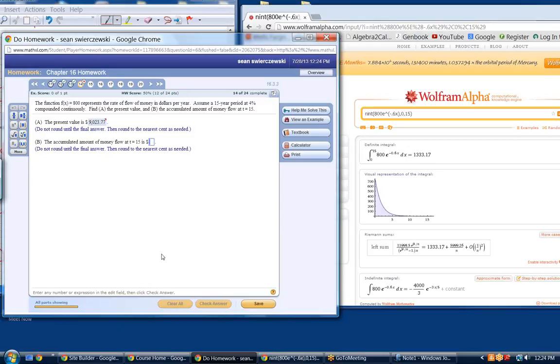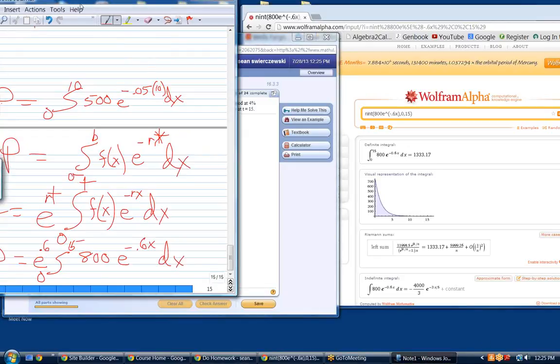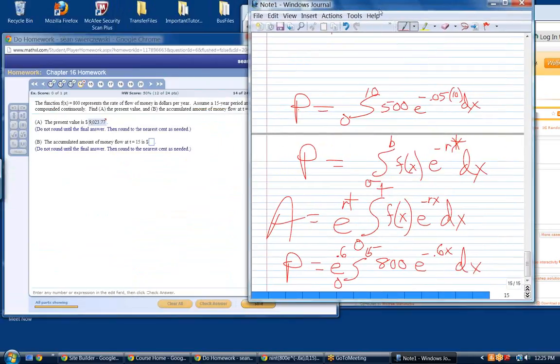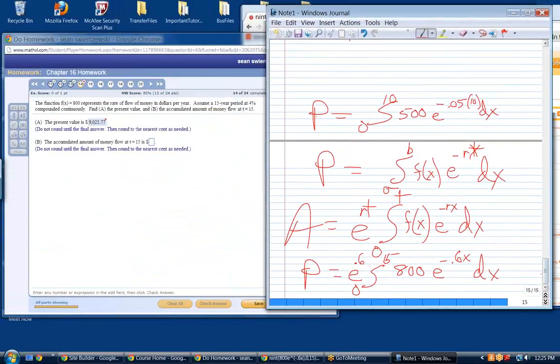Well, not sure what to do at this point. We seem to have done it exactly the way they suggested. In one of my notes, I wrote down the two formulas for present value. I did too. We did it right.